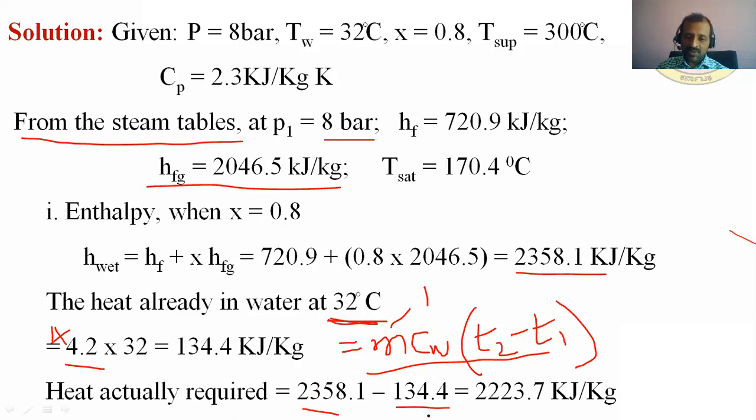Why should we subtract this? Because this much heat is required when you are raising the temperature from 0 degrees Celsius to the wet steam of 0.8 dryness fraction. When you go from 0 degrees Celsius up to 0.8 dryness fraction, 2358.1 kilojoules per kg of heat has to be supplied, if you start from 0 degrees. But what is he saying in the problem? It is not from 0 degrees Celsius.